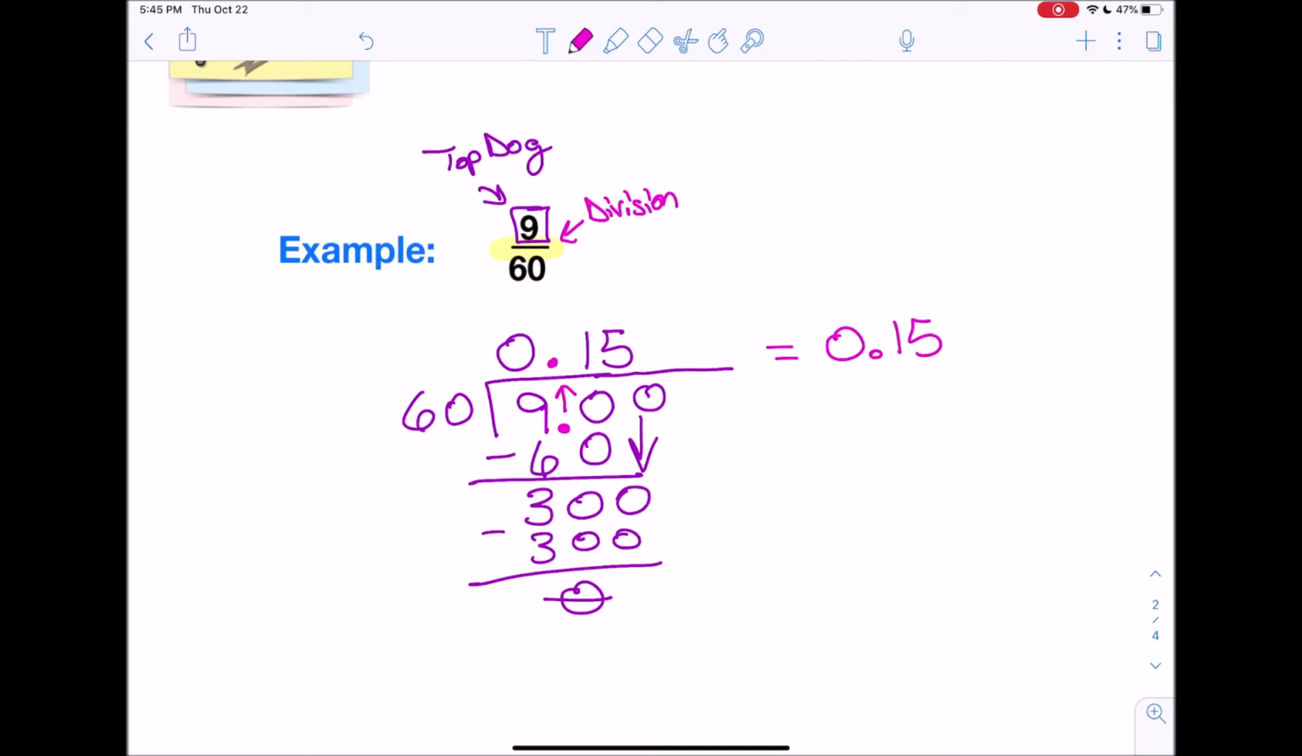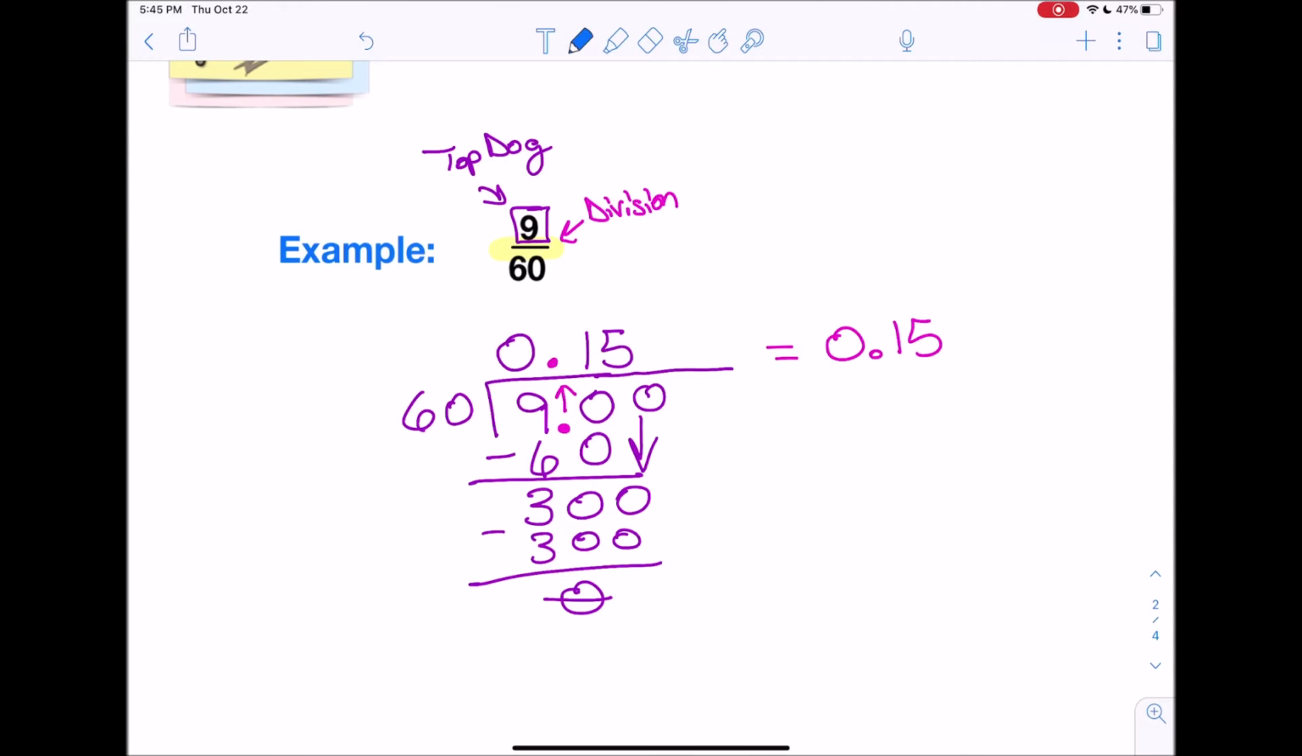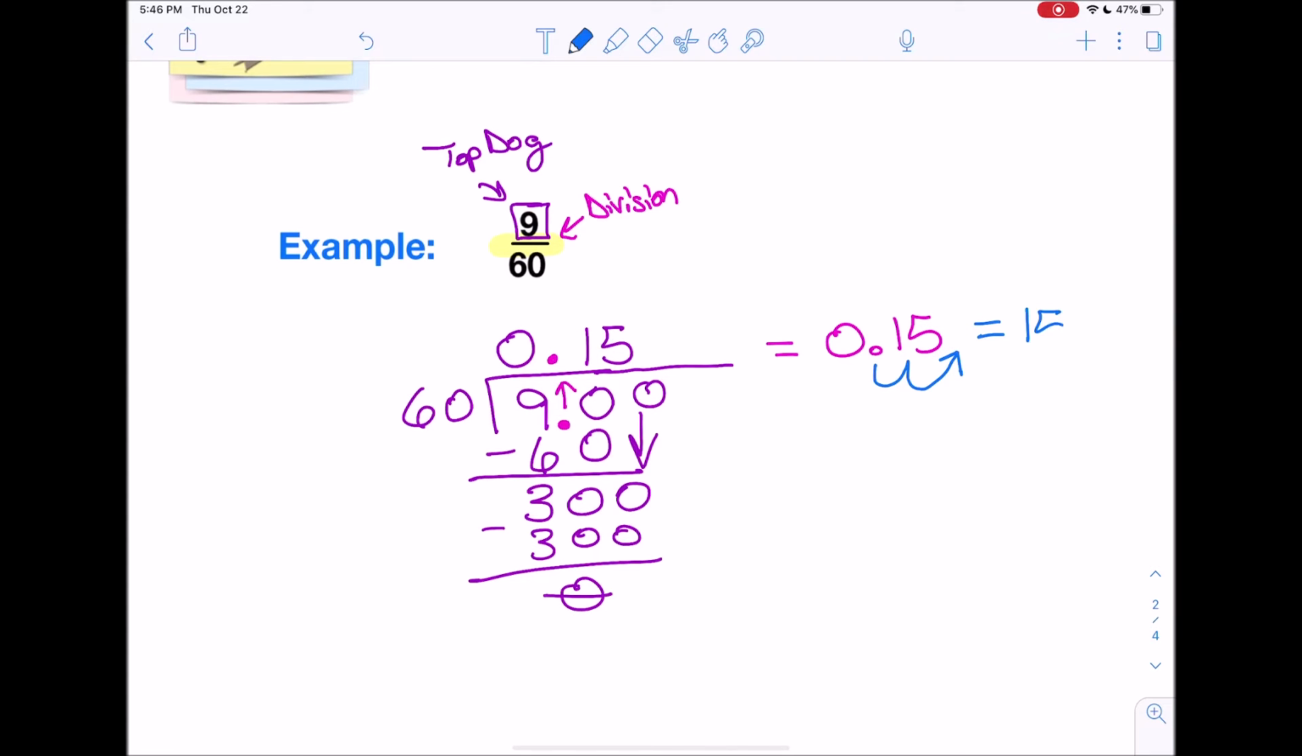Okay? Now, if you don't remember, when you have a decimal, you can move that decimal over 2 times to the right, and that gives you the percent. So this ends up being 15%.